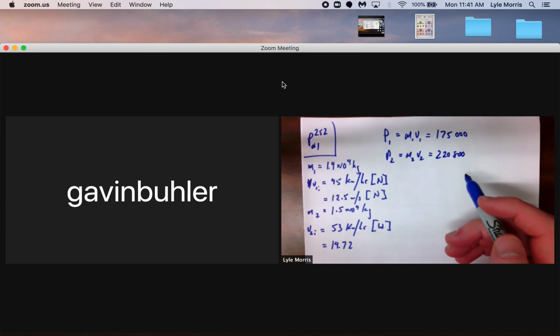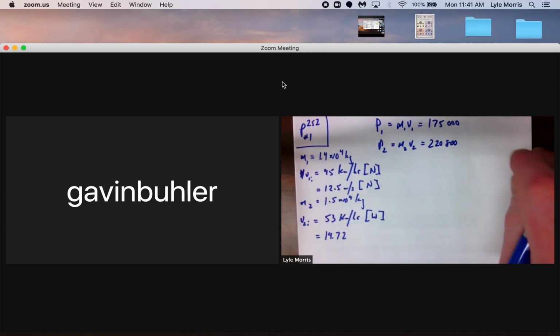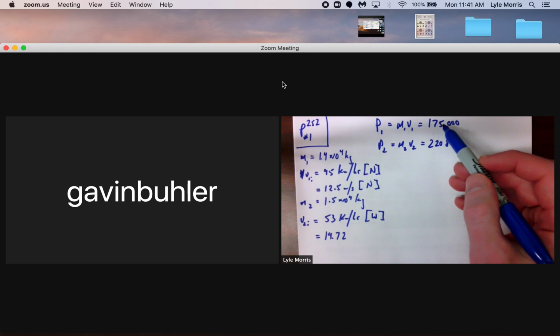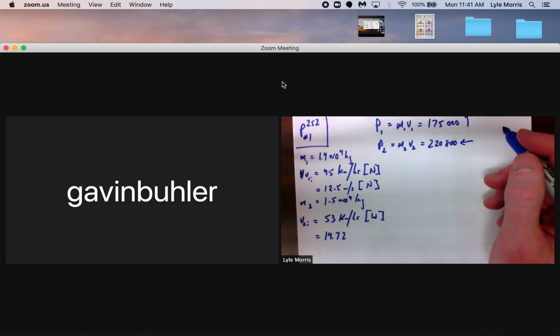Does that make sense what I'm doing so far? Yeah. Okay. So this is where the vector addition comes in. So this first one is going north, right? Yeah, this one's going up. This one's going to the left.